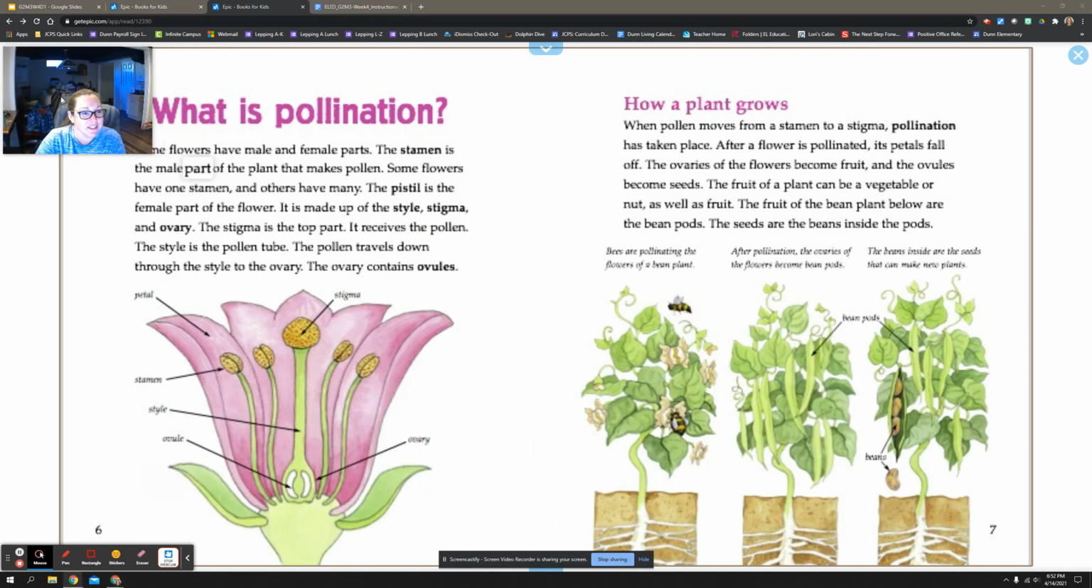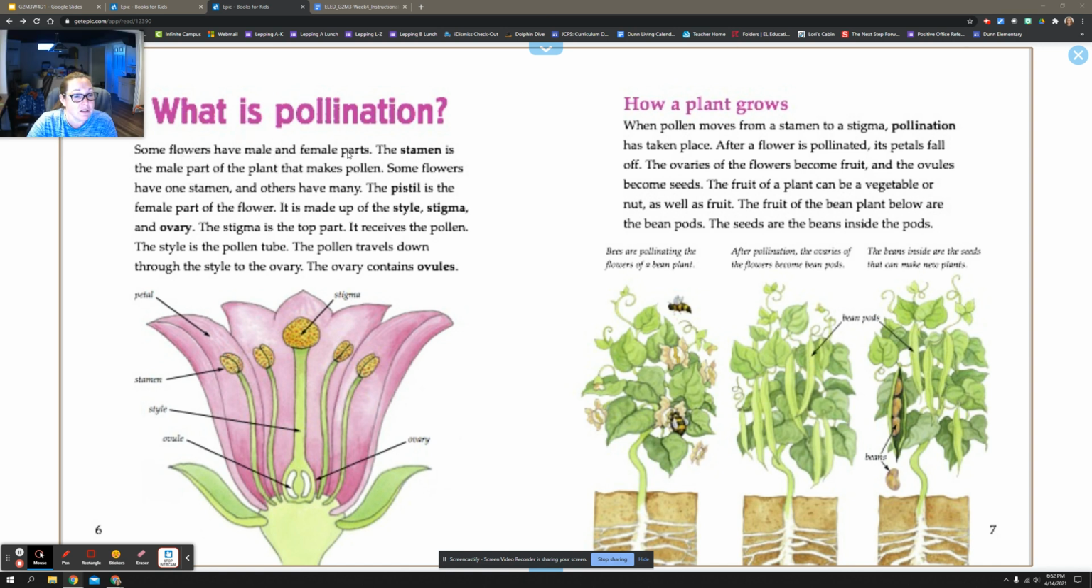What is pollination? Some flowers have male and female parts. The stamen is the male part of the plant that makes pollen. Some flowers have one stamen and others have many. I think in the other book, that other flower had 5 different ones, didn't it? It had 5 stamen. The pistil is the female part of the flower. It is made up of the style, stigma, and ovary. The stigma is the top part. It receives the pollen. The style is the pollen tube. The pollen travels down through the style to the ovary.